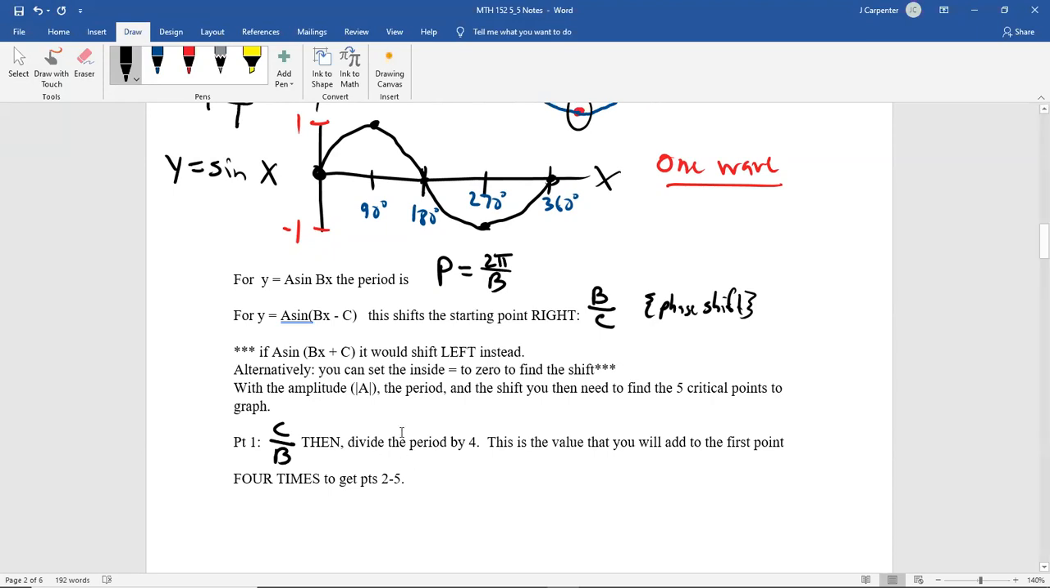So your first point will be C over B. It's not always starting at the origin. Maybe it starts at 90 degrees. Your second point, what you do is you take your period and you divide it by 4. Why 4? Well, here's the reason why. This graph is basically divided into 4 segments. Dividing your period into fourths means you'll go 1/4 of the period to get to this point, then another 1/4 of the period to get to this point, another 1/4 of the period to get to this point, and then another 1/4 of the period to get to this point.